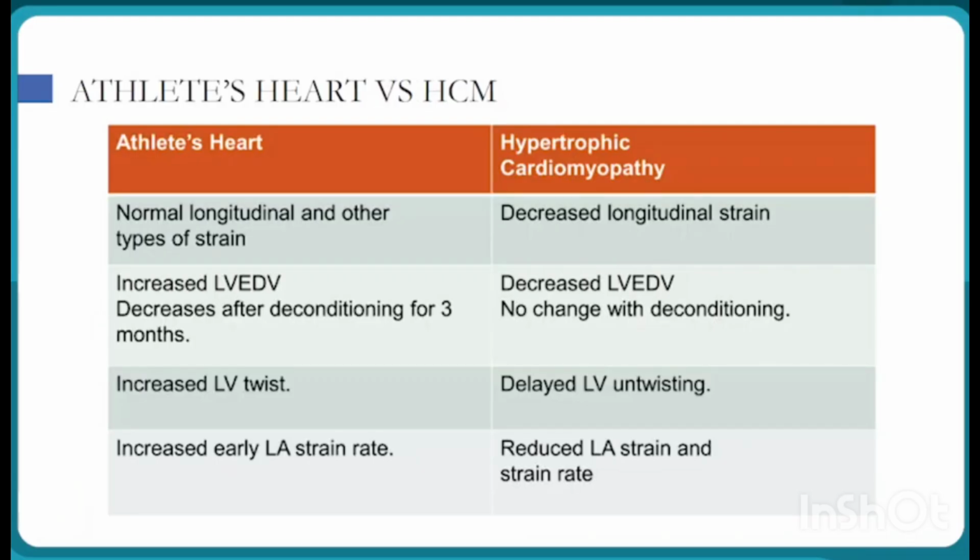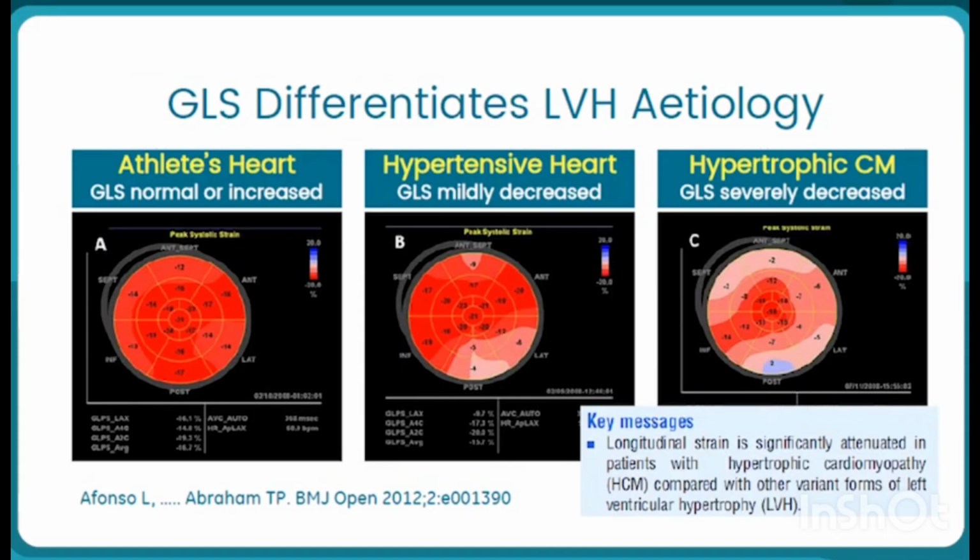Strain imaging can also be used to differentiate between athlete's heart and hypertrophic cardiomyopathy. Athlete's heart may have LV hypertrophy, but there is normal longitudinal and other types of strain, whereas hypertrophic cardiomyopathy has decreased longitudinal strain. Athlete's hearts also have increased LV end diastolic volume, whereas it is decreased in HCM, and it decreases after deconditioning in athlete's heart, but there is no change with deconditioning in HCM. There is increased LV twist and increased early LS strain rate in athlete's heart, whereas in hypertrophic cardiomyopathy there is delayed LV untwisting and reduced LS strain rate.